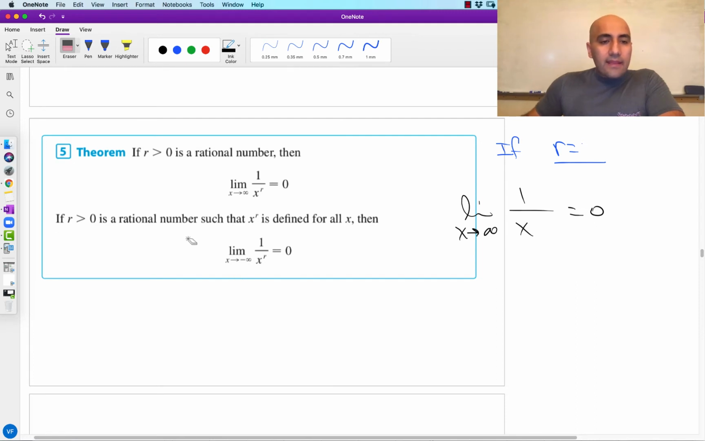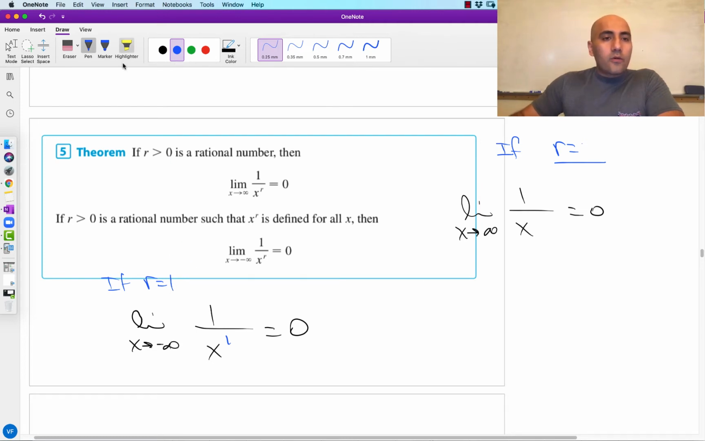Okay, and then in the other direction, as x approaches negative infinity, the limit as x approaches negative infinity of 1 over x to the power of something, again, we saw what happened if r equals 1, and we saw that that also equaled 0. But this theorem is saying, again, we could use any rational number, so we can rewrite that as 1, or we can go, okay, well, we don't want 1. It can also work if this was a 7, put a 7 there.